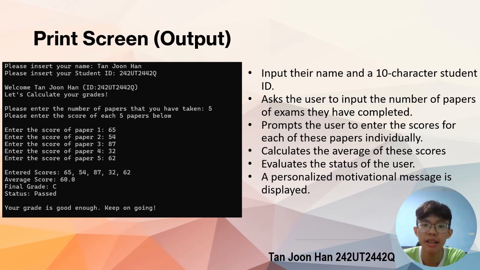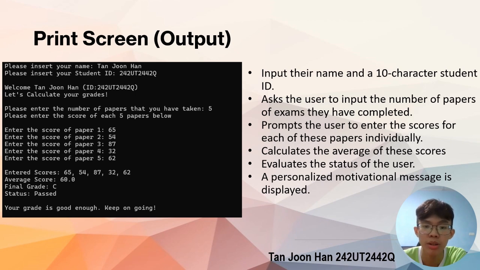Next, I'm going to explain the output and execution section of our system. It begins by prompting the user to input their name and a 10-character student ID. In this case, I enter my name Tan Junhan and the ID 242UT242Q. This is validated by the program. Following this, the program displays a personalized welcome message to acknowledge the user's input and signal the start of the grade calculation process. The program then asks the user to input the number of exam papers they completed, and the user specifies that they've taken 5 papers.